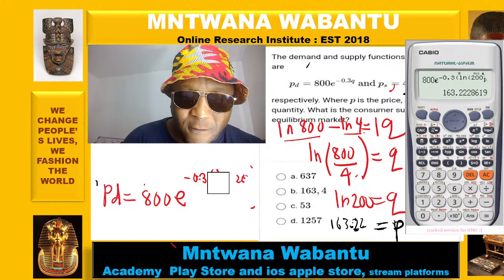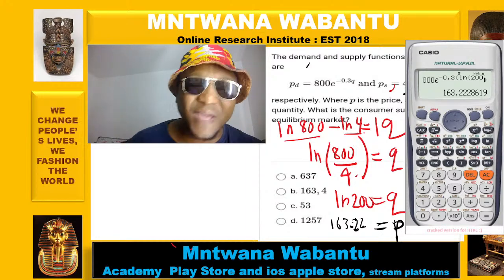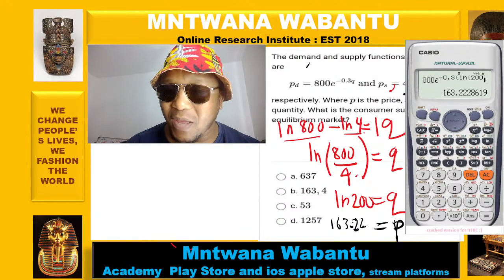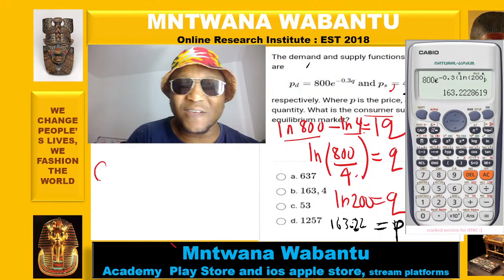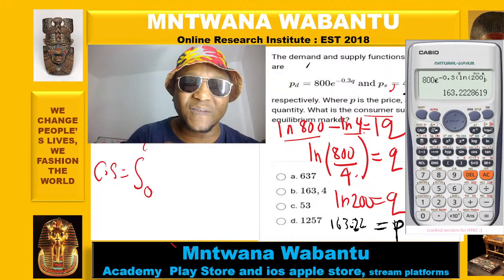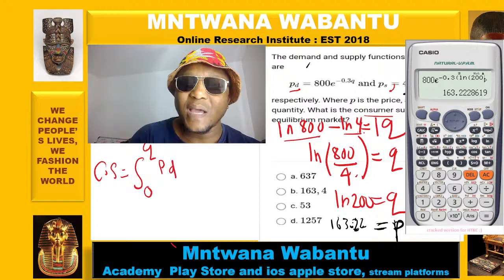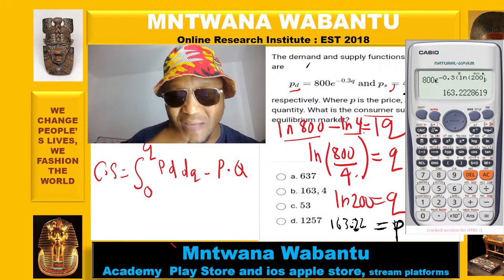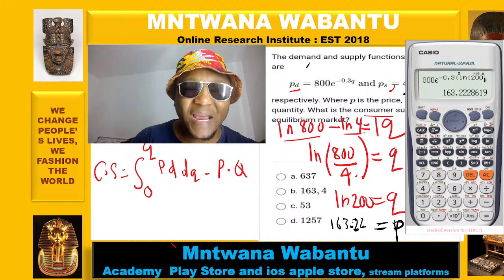With that being said, we have a P and Q, so we're going to substitute. The first trick is find P and Q. We're going to substitute in a formula, because they say find the consumer surplus. So consumer surplus equals integral 0 to Q, always 0 to Q, of price of demand dQ minus price times quantity. We know our price and we know our quantity, so we can substitute all those values and finish up.